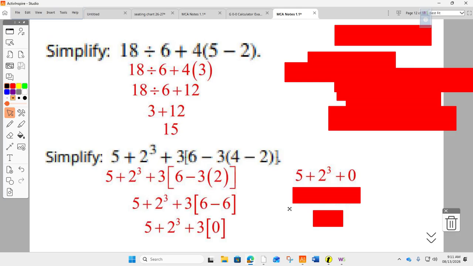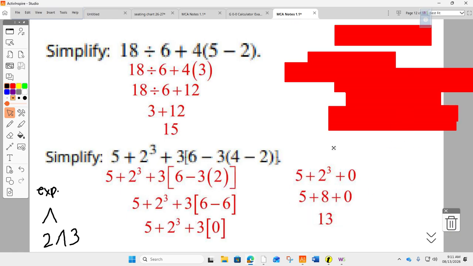And this brings me to, I want to remind you how to use the exponent button on this calculator. The exponent button on the calculator is the caret, and it is right below the pi button on the left side of your calculator. So if you put in 2 caret 3, like you're typing on a keyboard, it's going to simplify to 8. And then last but not least, we're going to add this expression, simplify to 13.